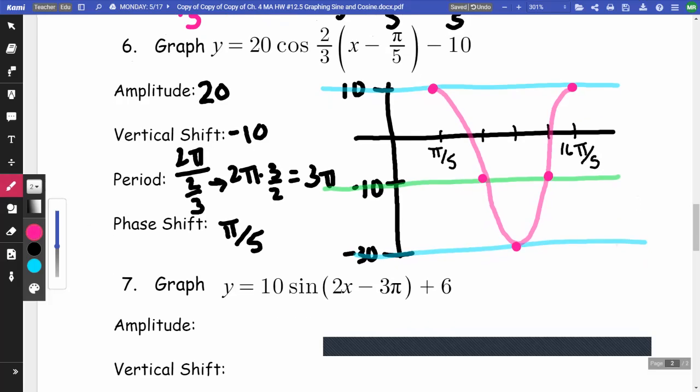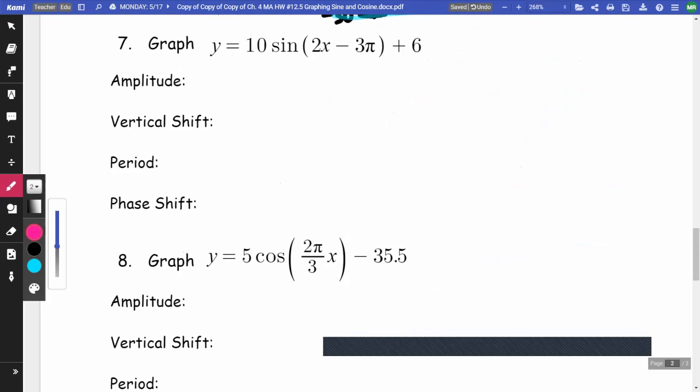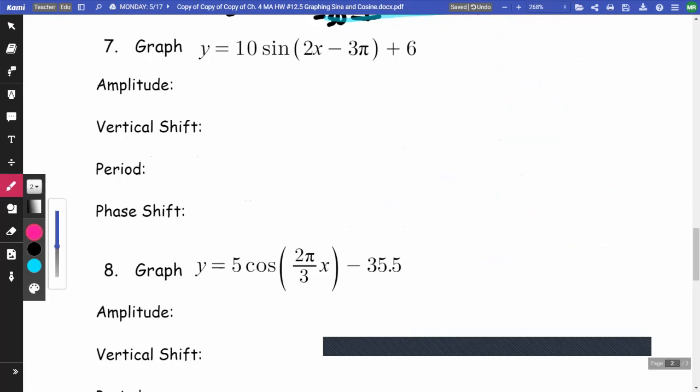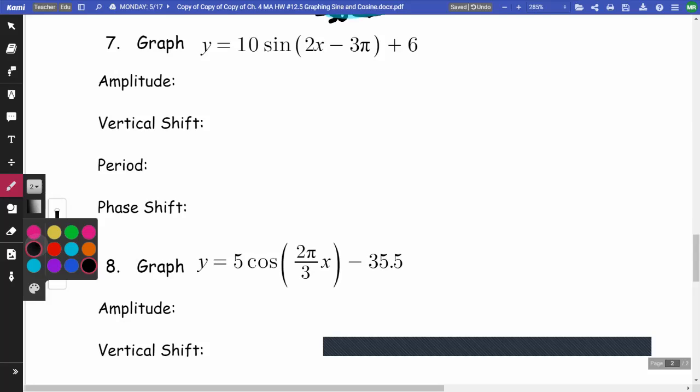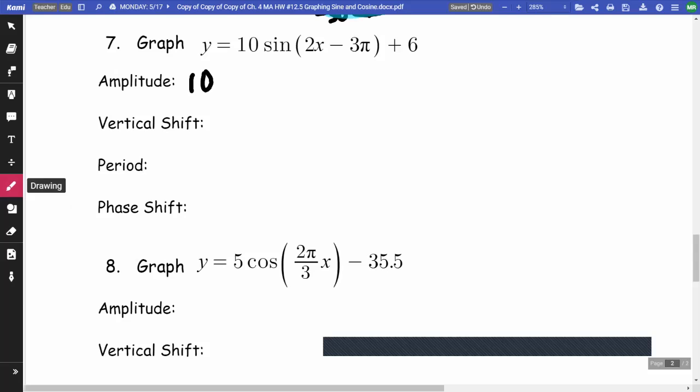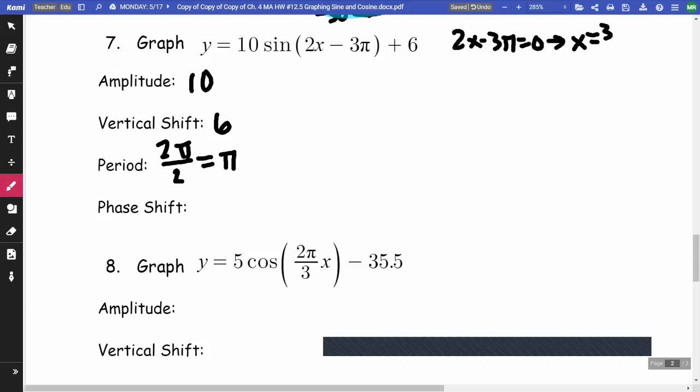On number 7, my amplitude is 10, my vertical shift is 6, my period, it is the 2 that's inside the parentheses, that's going to be my B, so 2 pi over 2 is pi, and my phase shift, I need to work out 2x minus 3 pi equals 0, which means x is going to be 3 pi halves. So this is going to be 3 pi halves.